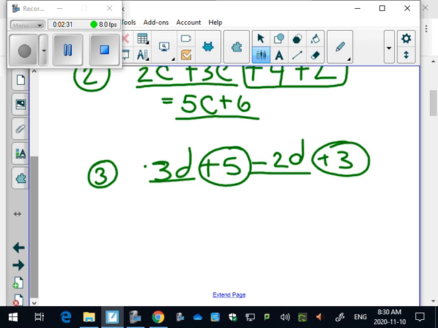And this underlining and circling and boxing of letters is a great way to first learn how to do this. Anyhow, 3D minus 2D is simply 1D. We could write a 1 in front of that if that makes you happy, but it is 1D. I can see 1D right there. And 5 plus 3 is 8. D plus 8 is a good answer. D8 is not. You can't skip the sign there. So it's really important, if you know that it's going to be positive 8, you write D plus 8.